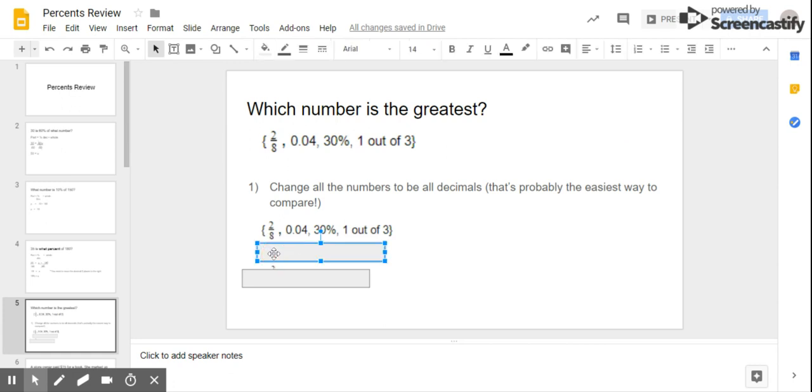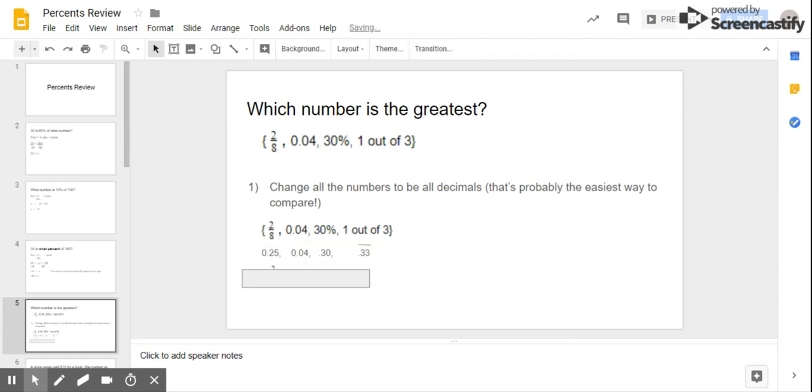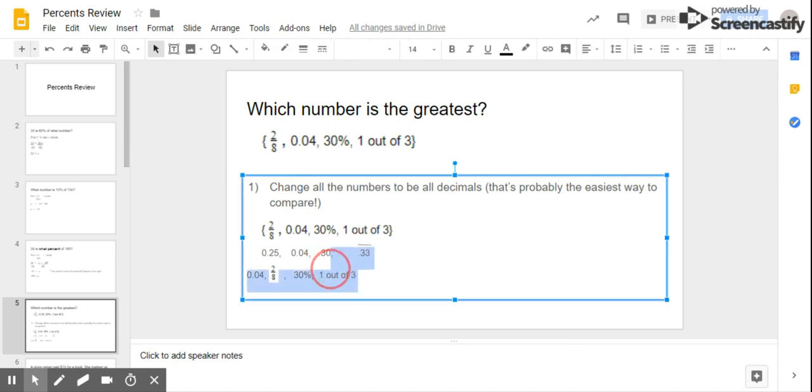All right, so 2/8 as a decimal is 0.25. In case you can't remember that, do 2 divided by 8 and you get 0.25. 0.04, 30% is 0.30, and then 1 out of 3, like I said, it's 1/3. So if you divide 1 divided by 3, you get 0.33 repeating. All right, so you're, oh, see, I actually organized them from least to greatest. So once you do that, you can see that the greatest is 1 out of 3.